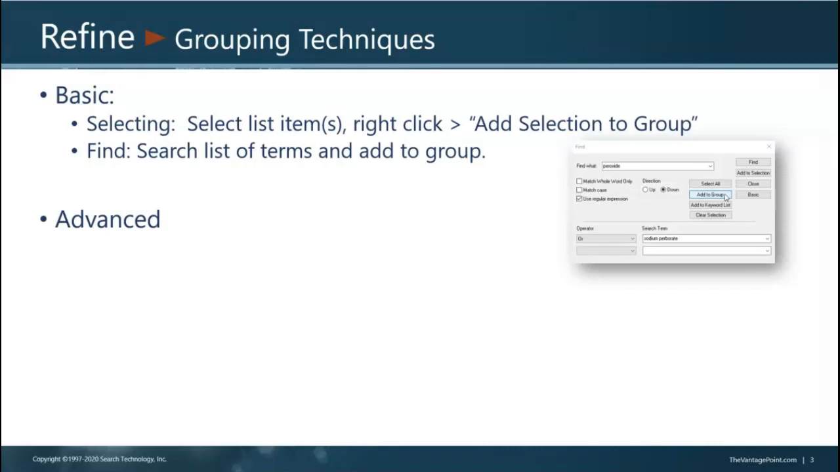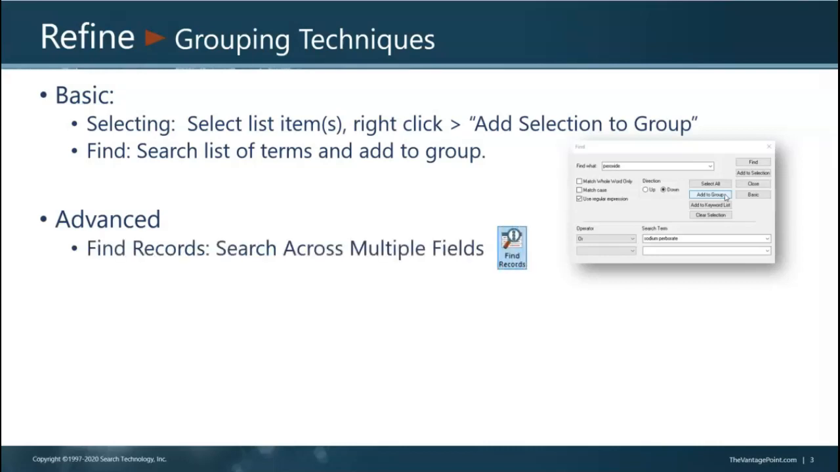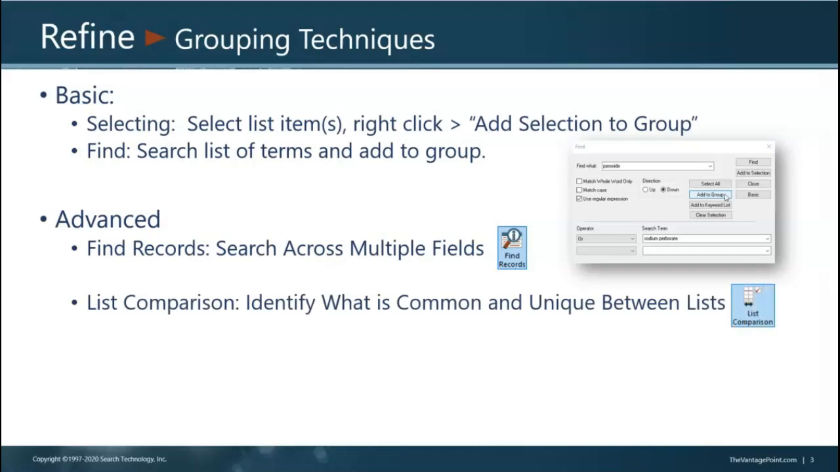More advanced grouping techniques covered in the other tips include find records that make it possible to search across multiple fields using and, or, and not with grouping the results. List comparison lets you compare one list to another and uses groups to identify what the two lists have in common as well as what is different. A great technique for comparing companies based on anything from patent classes to words and phrases of their respective claims.